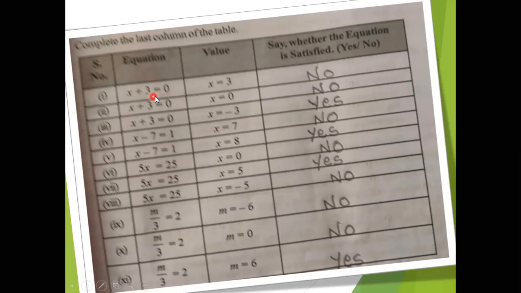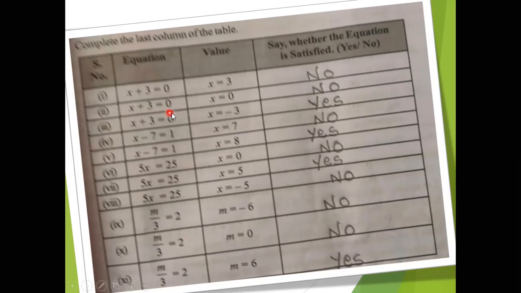Let us see here, x plus 3 equals 0 is given, and the value x equals 3 is also given. You have to substitute this x value in the equation and find whether it is verified or not. So x plus 3, x value is 3, 3 plus 3 equals 0. 3 plus 3 gives us 6, whereas 6 is equal to 0? No. So we have written here no.